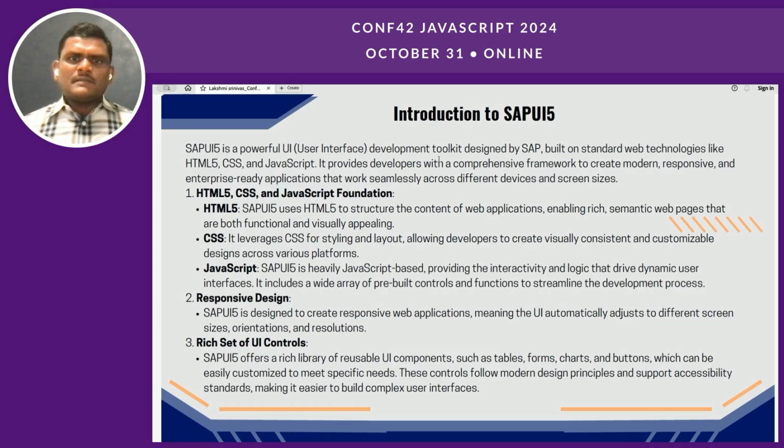Responsive design. SAP UI5 is designed to create responsive web applications, meaning that the UI automatically adjusts to different screen sizes, orientations, and resolutions. Rich set of UI controls. SAP UI5 offers a rich library of reusable UI components such as tables, forms, charts, and buttons, which can be easily customized to meet specific needs. These controls follow modern design principles and offer support for accessibility standards, making it easier to build complex user interfaces.